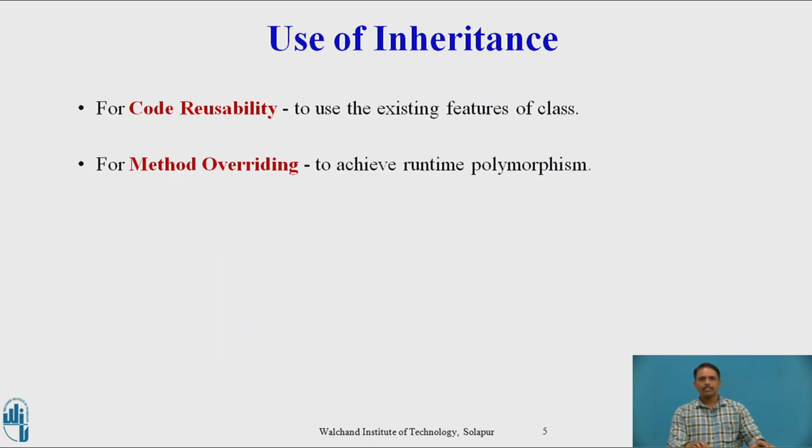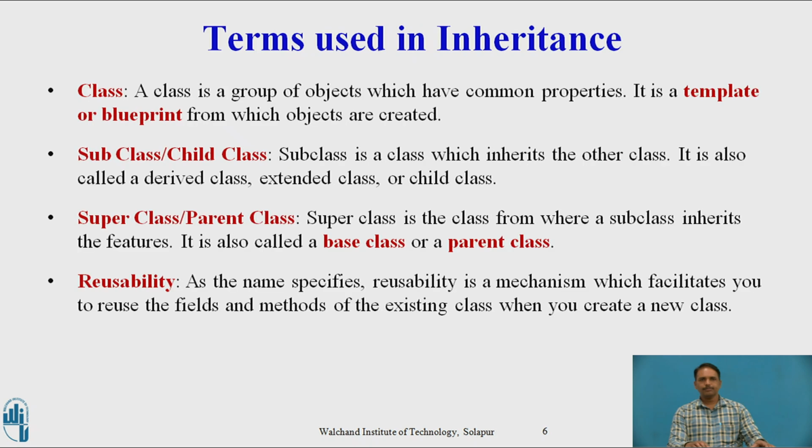Let us understand what are the uses of inheritance. Basically, these are two important uses of inheritance. First, we can use inheritance when we want to achieve reusability, also called code reusability. Here we use the existing features of a class and we can extend it. The other use of inheritance is that we can achieve runtime polymorphism through method overriding. We are going to discuss this concept in upcoming sessions.